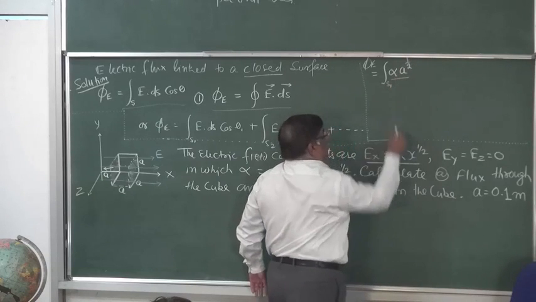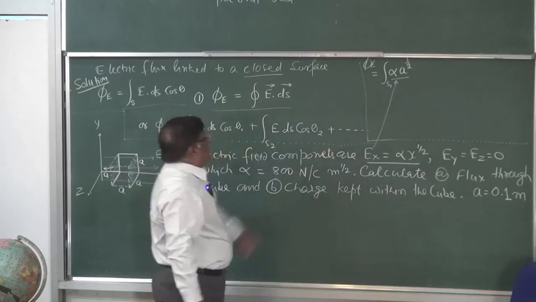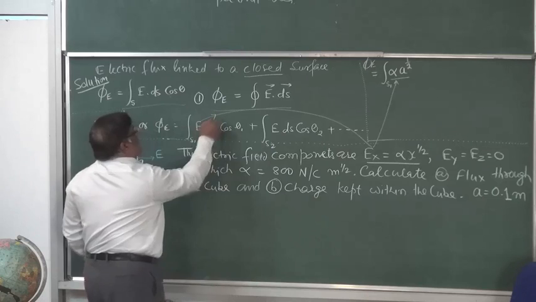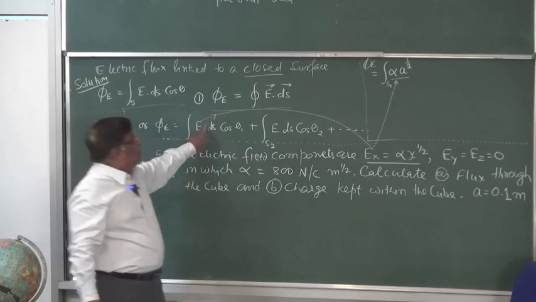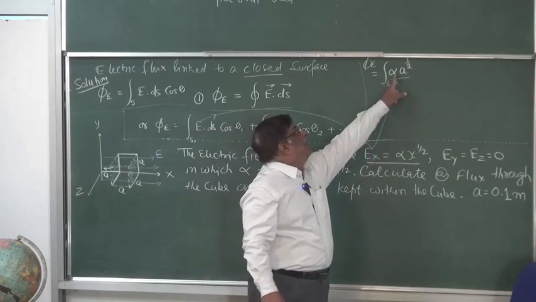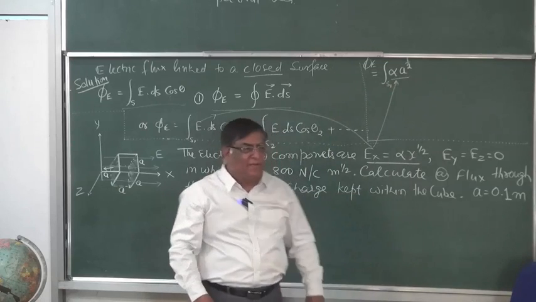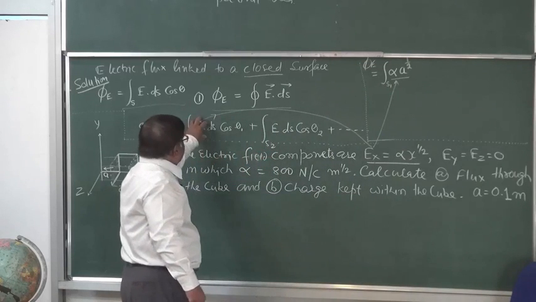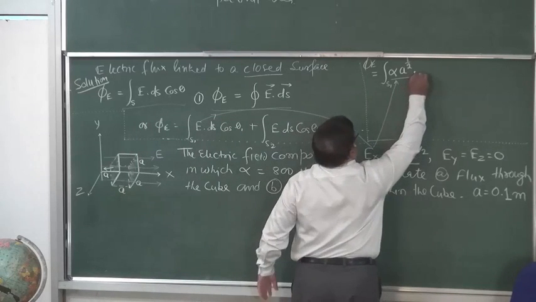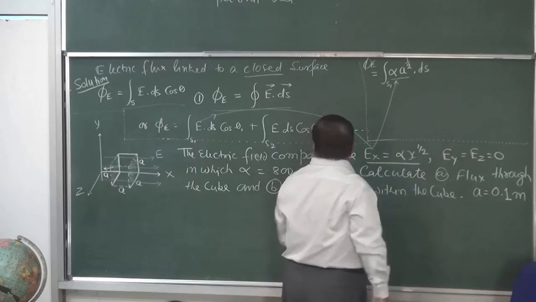This expression is for what? E. This expression is for what? This. ये हमें क्या चाहिए? E. कौन सा E एग्जिस्ट करता है? EX. EX की वैल्यू कितनी है? अल्फा x to the power half. ये बात समझ में आ गई? ये अभी तक हमने क्या लिखा? E. उसके बाद क्या लिखना है? ds. We will write it, ds. उसको बाद में इंटीग्रेट करेंगे.